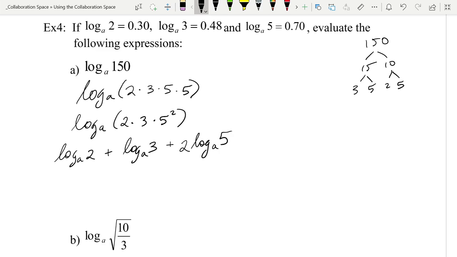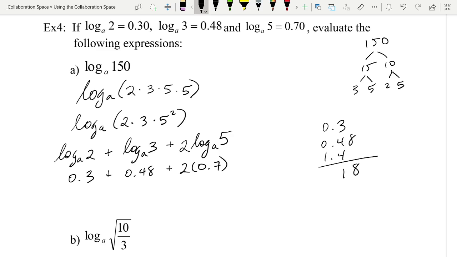And then I'm going to put in the decimals they told me. They told me log to the base a of 2 is 0.3, and they told me log to the base a of 3 is 0.48, and they told me log to the base a of 5 is 0.7, but there's two of them. So I might have to do some scrap work. 0.3, 0.48, and 1.4, because that's what 2.7s are. So that's 8, 4 and 4 is 8, and 3 is 1, carry the 1, 2.18. There you go. All right.